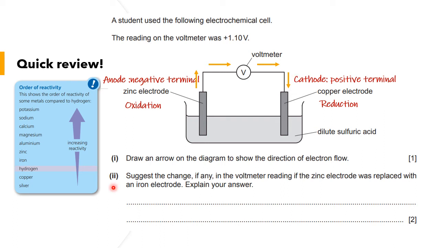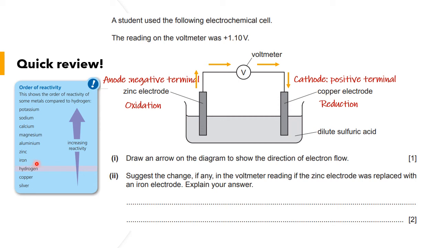Alright. Question number 2. Suggest the change, if any, and the voltmeter reading if the zinc electrode was replaced with the iron electrode. Explain your answer. Now, zinc is replaced by iron. Okay. So, apa agaknya bacaan voltmeter yang kita akan dapat?